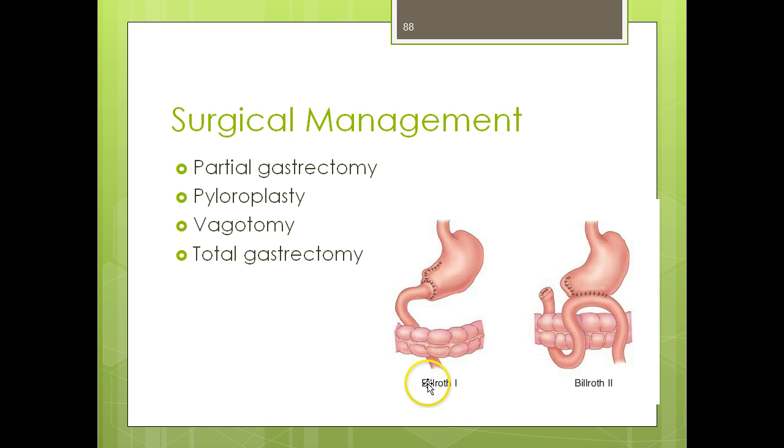And down here at the bottom, if you have the time and you want to read about various surgeries and that type of thing, you can look it up and read about the Billroth 1 and Billroth 2 procedures, because sometimes you'll see them throw that up on the test.